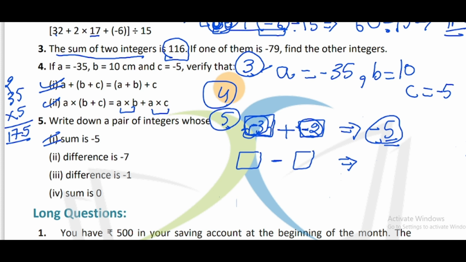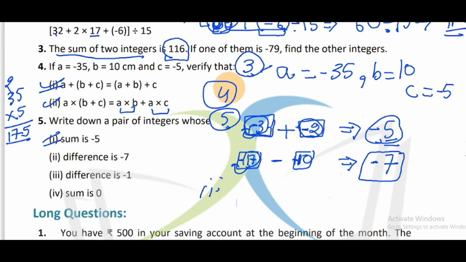Difference is minus 7. Let's see. Minus 17 subtract with plus 10. Minus 17 and plus 10 both have opposite signs. Then we subtract 17 minus 10, that is 7. And which one is greater? 17 is greater as compared to 10. Then the symbol of 17 is minus. Then minus 7 is the difference of minus 17 and 10.